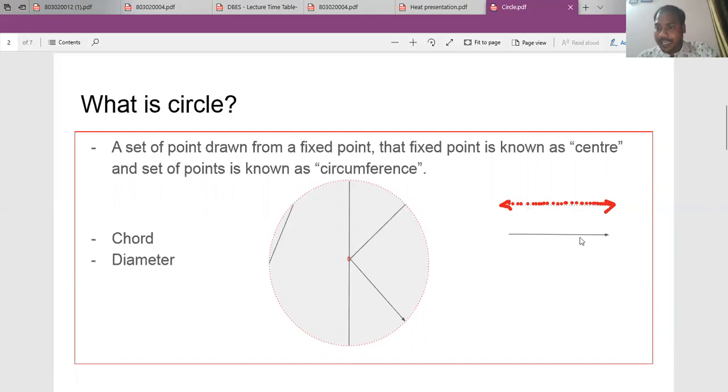That one is known as a line. And a set of points which has one endpoint and increases in the other direction is known as a ray. And a line segment has two endpoints. So this is a set of points. Even the circle is a set of points. You can see the dots forming a circle. But there is one condition.